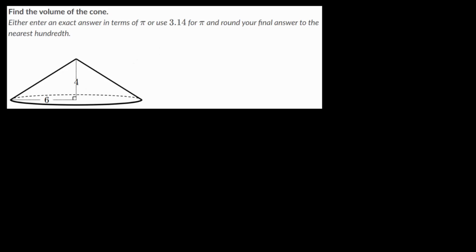And again, the formula is that the volume is the area of the base, pi multiplied by the radius of the base squared, and we'll divide everything by 3, and we'll also multiply by the height. So we just need to figure out the height and the radius, and the height you can see is 4, and the radius is 6. Now let's plug those in.